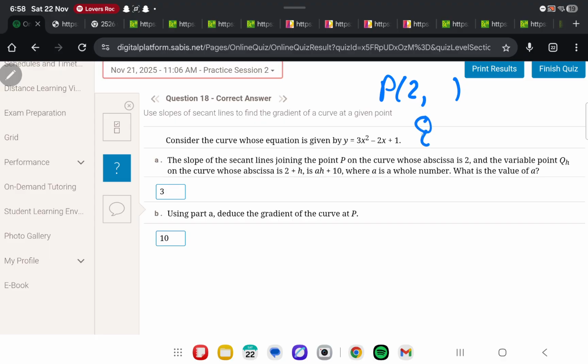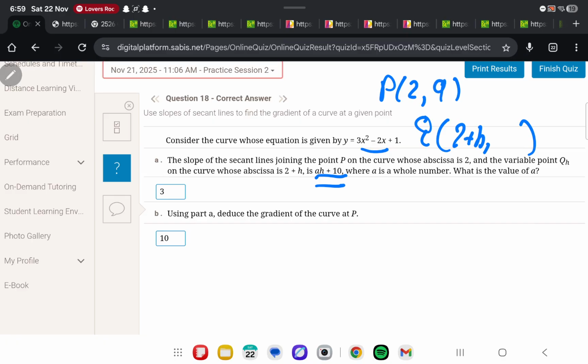We can, since we have the function. Q is 2 plus h, and the variable point Q, the slope. So the slope is this. This is the slope of the line that's going to join them together. So 2 plus h, comma something. Now, we can find this really, really quickly. So just plug in 2 into y. So 3 into 2 squared, which is 4, minus 2 into 2 plus 1. You'll get 2 comma 9.